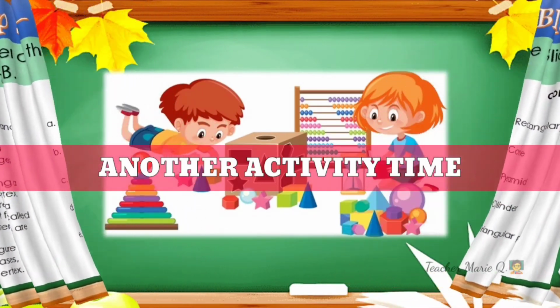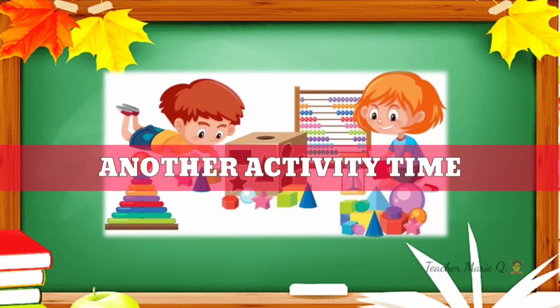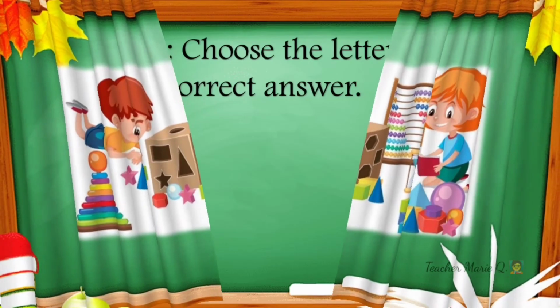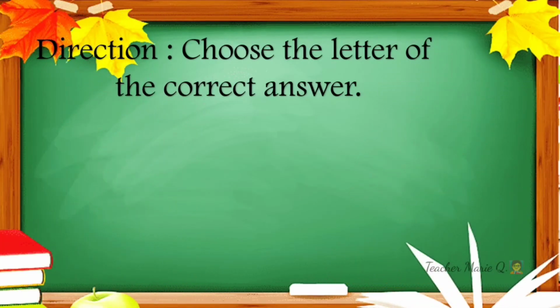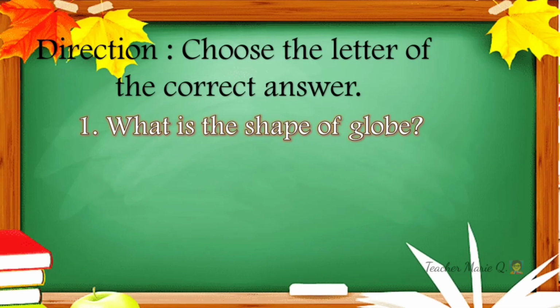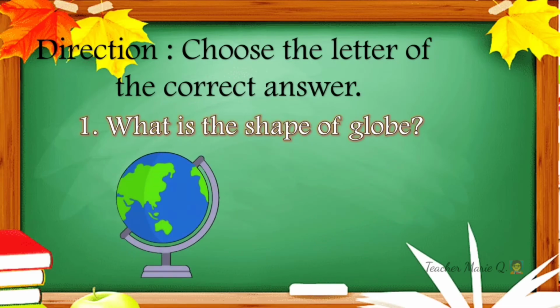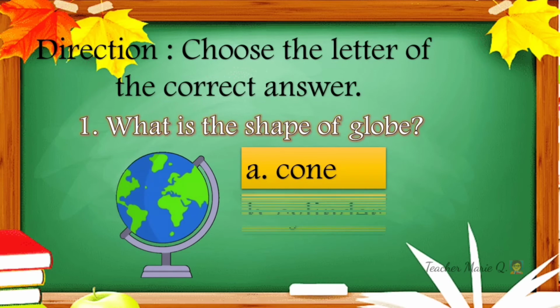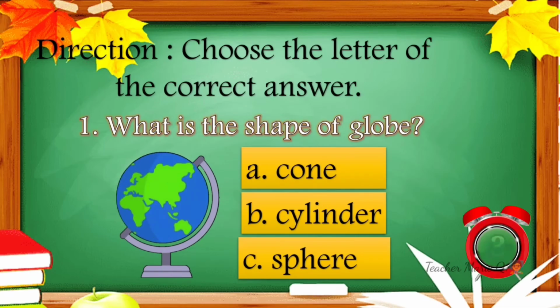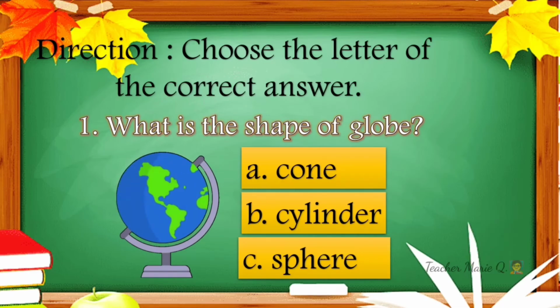The activity. In this activity, you will answer this by yourself. Direction. Choose the letter of the correct answer. Number 1. What is the shape of a globe? A. Cone. B. Cylinder. C. Sphere. Sphere. Correct.